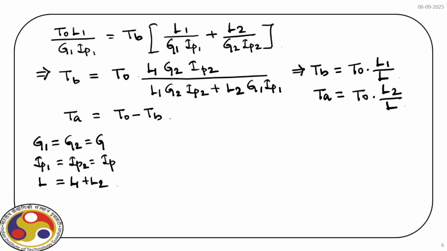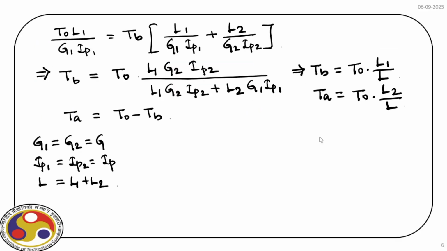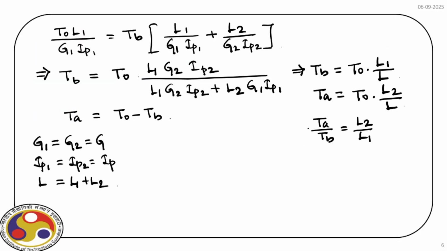What it means, if we go back to the diagram again, is that the torques TA and TB, if you look at the expression, the ratio of TA by TB is equal to L2 divided by L. So they are distributed in the inverse ratio of the length if we have the same material and uniform cross sections. That means IP1 equal to IP2.